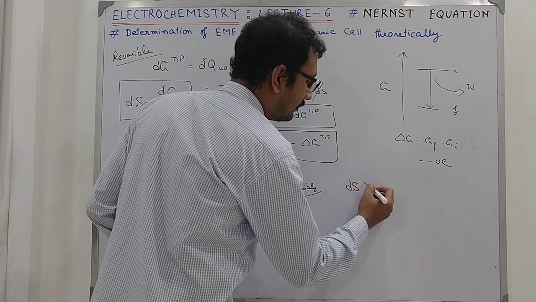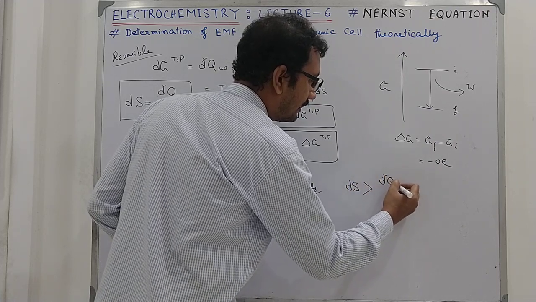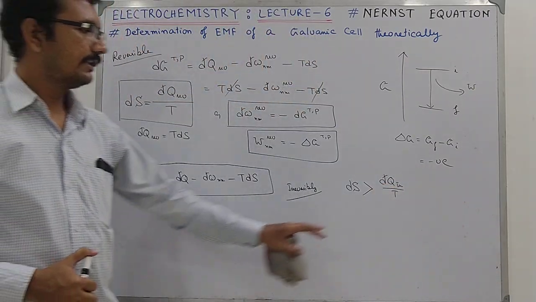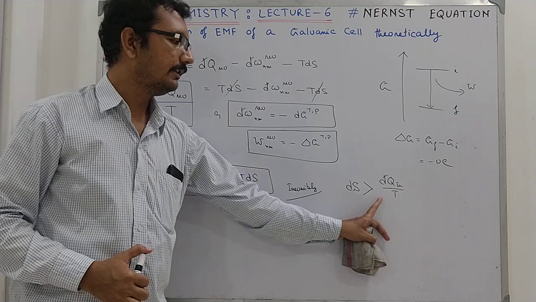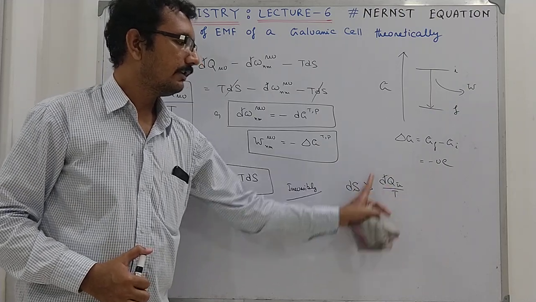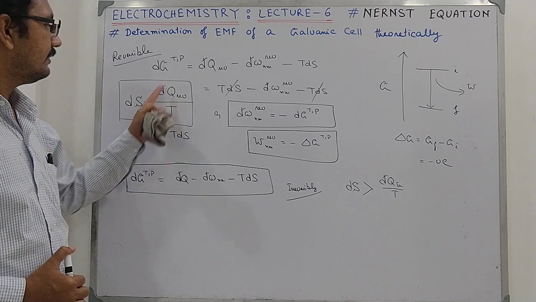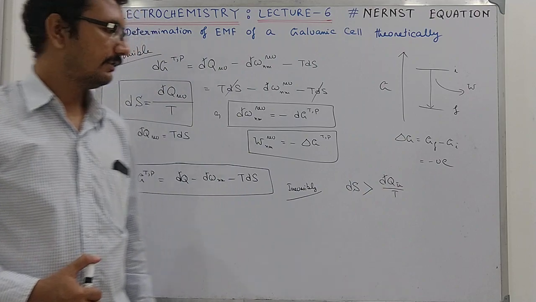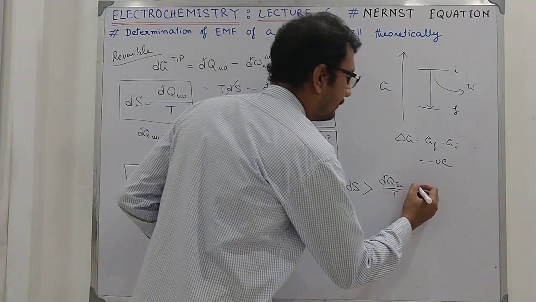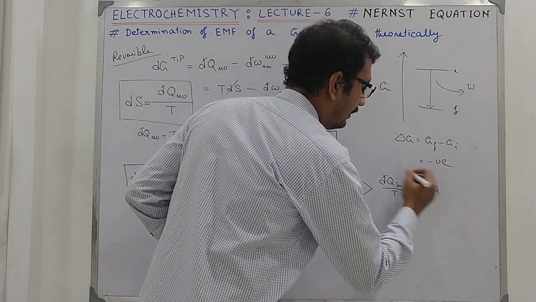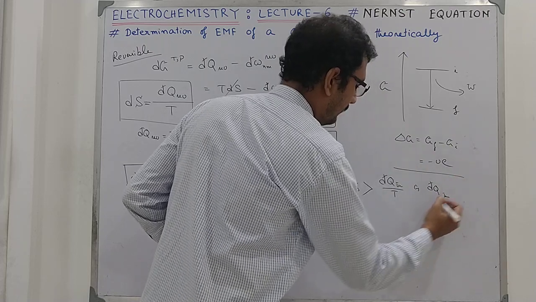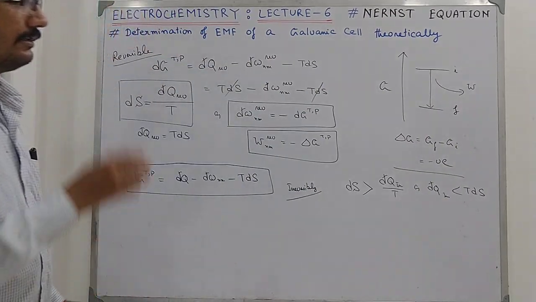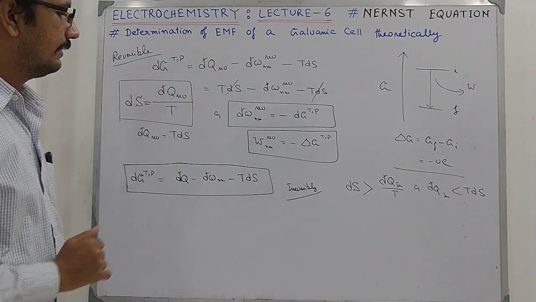Now see this definition here. It will be d cross q irreversible by T. This is the Clausius inequality. The change in entropy is greater than this ratio. It is equal to this ratio when it is reversible, but it is greater than when it is irreversible. So if we put that here, we get d cross q irreversible less than T del S.